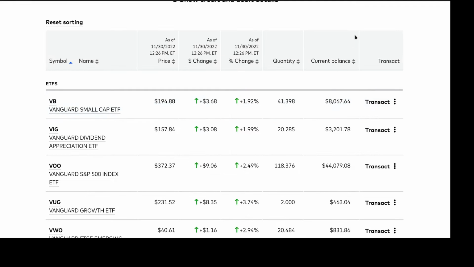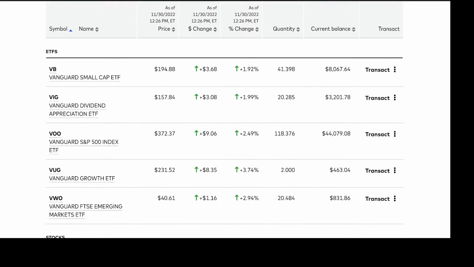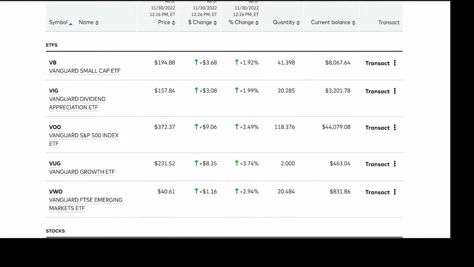Okay, so here's the thing that I don't like. I've never been able to find with Vanguard how to show how much my portfolio is up in a day or a week. It's impossible. I haven't found a way. They go out of their way to make it difficult for you to track the day-to-day or the weekly performance of your portfolio.